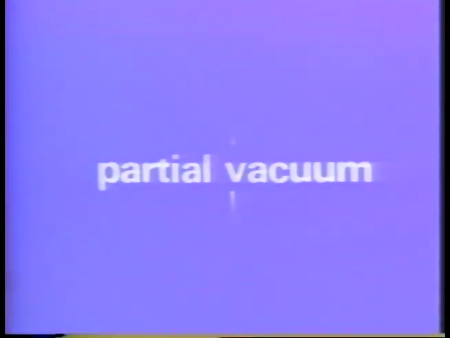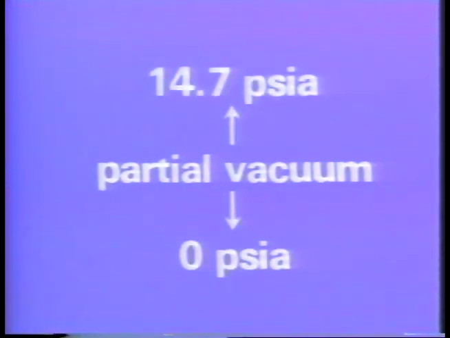Take a condenser, for example. For there to be a total vacuum in a condenser, every molecule of air would have to be removed. As you can imagine, that's an impossible task. In most cases, when we speak of a vacuum, we're talking about a partial vacuum. A partial vacuum is a pressure between 14.7 psia and 0 psia.